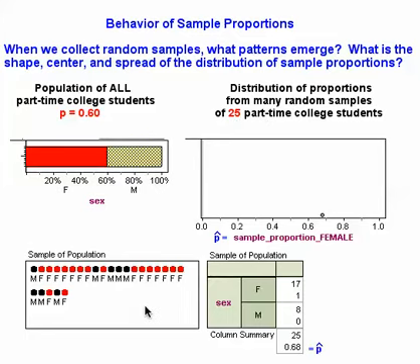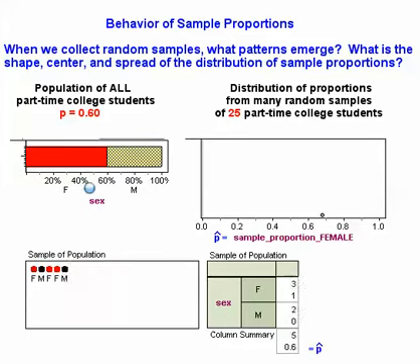You will see the sample here, and to the right you will see the number of females out of the 25 randomly selected part-time college students. In this case, 17 out of 25 is 0.68. This is our p-hat value, our sample proportion. We will graph each p-hat above to generate a graph of the sampling distribution of sample proportions.